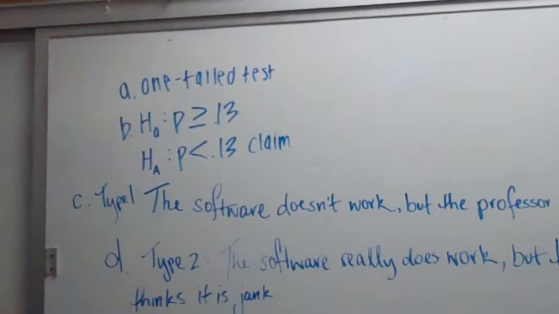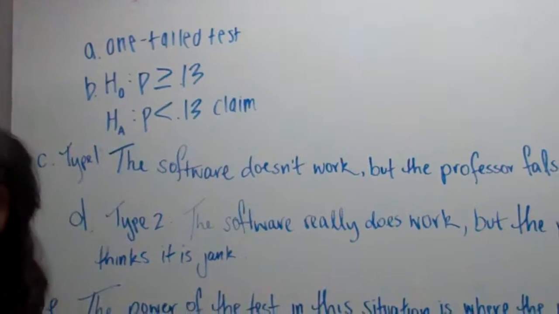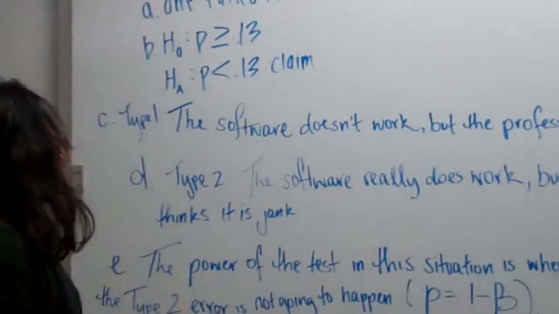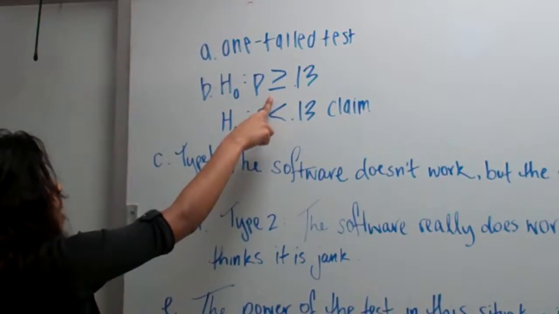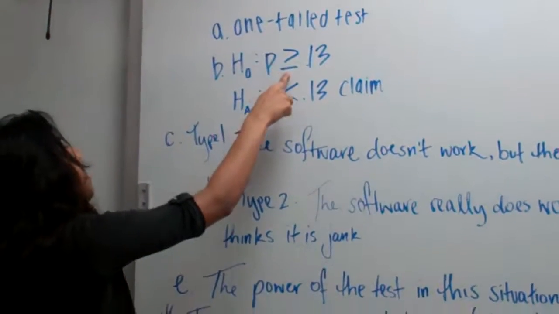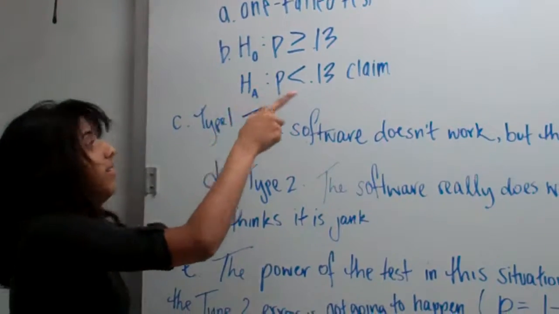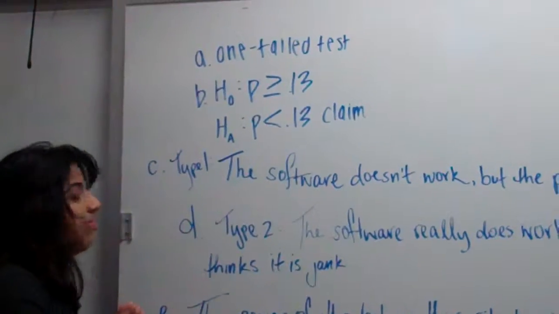Now, the first question is whether or not this is a one-tailed or a two-tailed test. And remember, for figuring out whether it's a one-tailed or a two-tailed test, you always look at the null hypothesis. And as this has a greater than sign, it is obviously a one-tailed test.